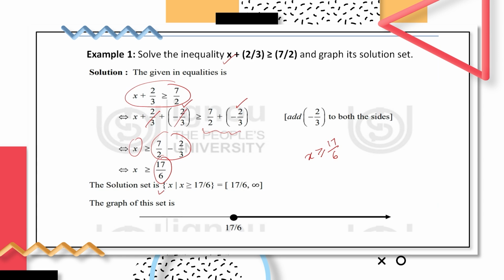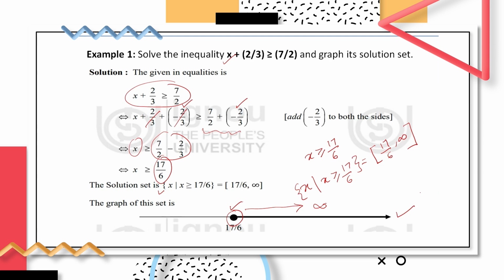So the solution set is x such that x comprises all the values which are greater than or equal to 17 by 6. That means 17 by 6 up to infinity, all values are inclusive. So that's why there is a line wherein the starting point is 17 by 6 and up to infinity all values are counted. So this is how you are going to graph the solution set of an inequality which is given over here, that is x plus 2 by 3 greater than or equal to 7 by 2.